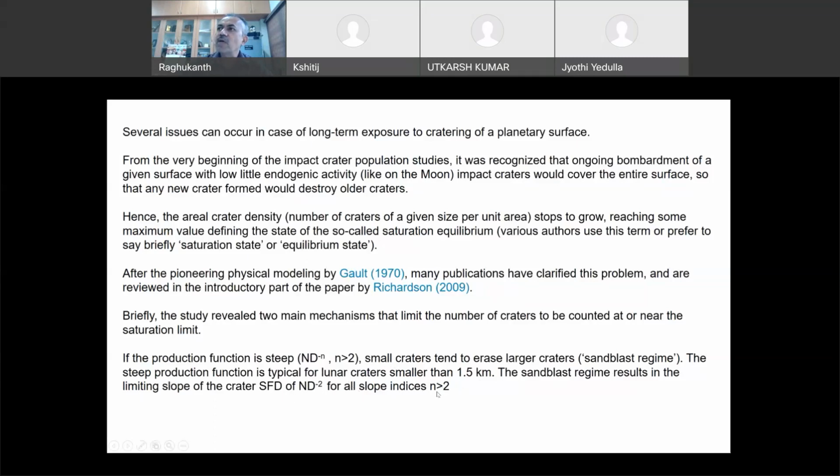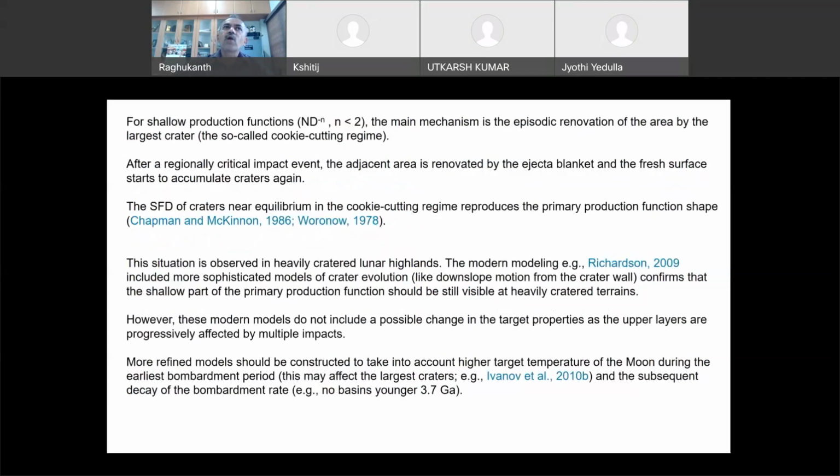So there are some observations people have already done, like what is the effect of sandblasting on this curve, what is the effect of cookie cutting on this curve also. So this information is also there. For shallow production functions, the main mechanism is episodic renovation of the area by the largest crater, cookie cutting. So that means n less than 2, n more than 2, what happens? These things have been understood basically.